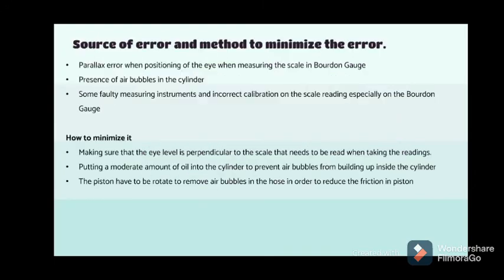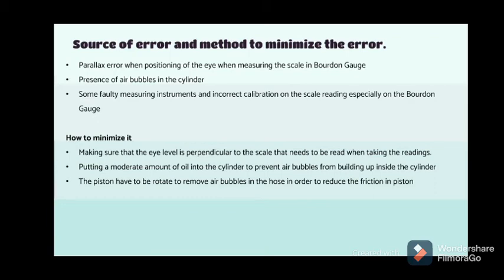The sources of error and methods to minimize the error. The first error is parallax error, from the positioning of the eye when measuring the scale on the Bourdon gauge. Second, the presence of air bubbles in the cylinder. And the third one is faulty measuring instruments and incorrect calibration of the scale reading, especially on the Bourdon gauge. How to minimize it?